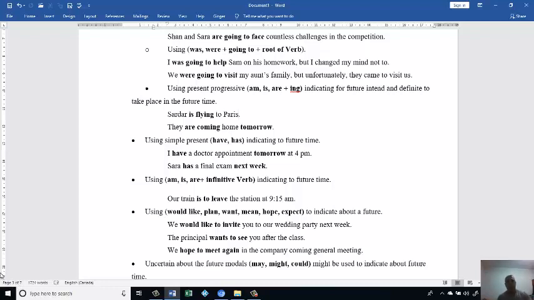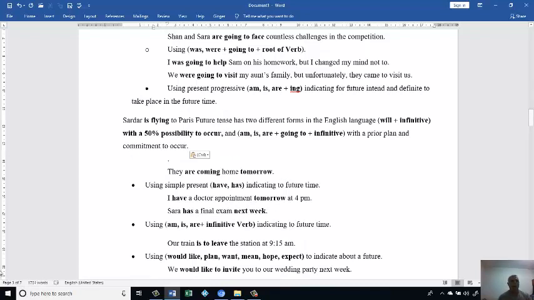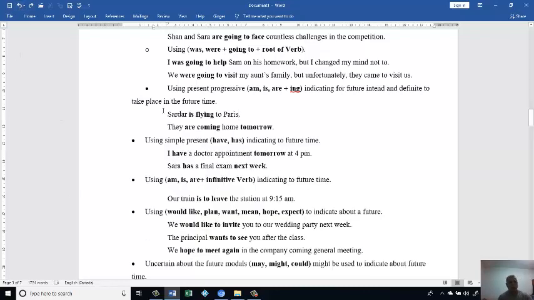But adding the time frame to the sentence, yes, it's present continuous, but the thing is going to happen in the future. It means starting from now and then continuing to the future. For example, the second one, they are coming home tomorrow. Okay, this "tomorrow" makes my sentence take place in the future.